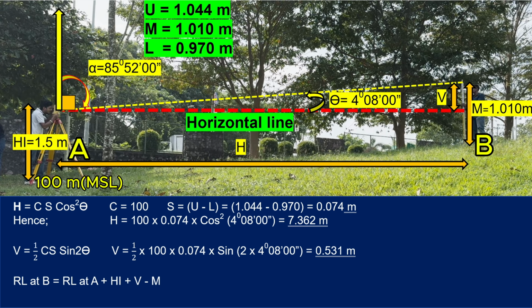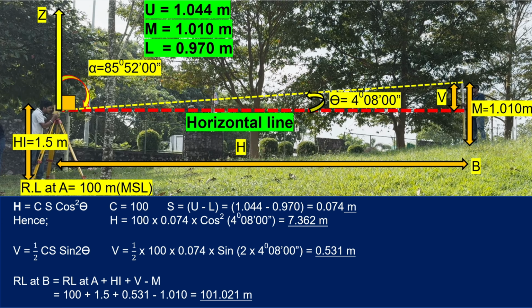Accordingly, reduced level at point B is equal to reduced level at A plus height of the instrument plus V minus M. So this is the general equation to find out the reduced level at point B. Accordingly, the reduced level at point A is 100 and the height of instrument is 1.5. Then the V is 0.531 minus 1.010. The answer is 101.021 meters. So that is the reduced level at point B.